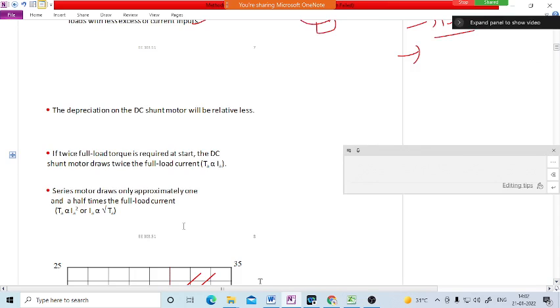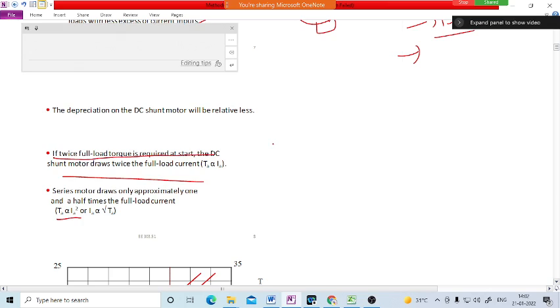If twice the full load torque is required at start, the DC shunt motor draws twice the full load current, because the torque is directly proportional to the armature current. Coming to the series motor, it will also have twice the armature current. So we need to observe that if twice the full load torque is required for start, the DC motor draws twice the full load current. That is because of the torque versus armature current.